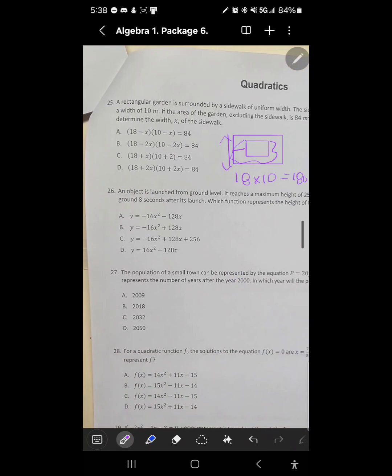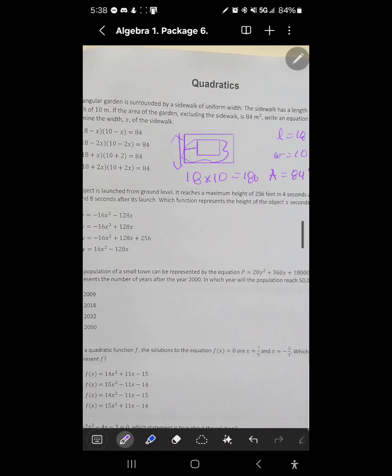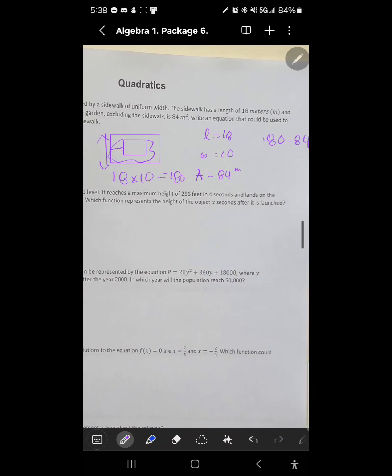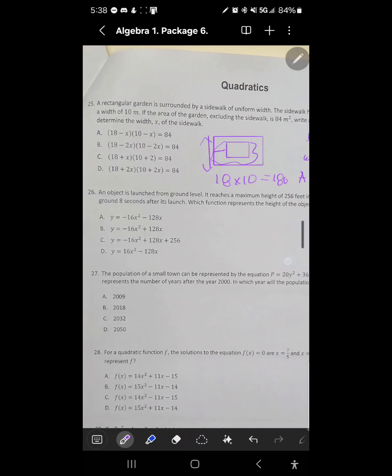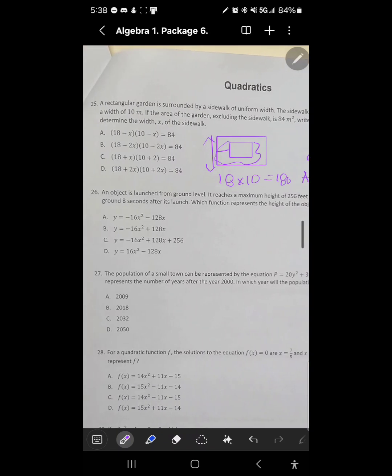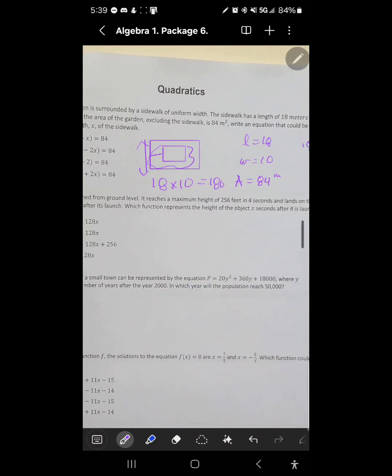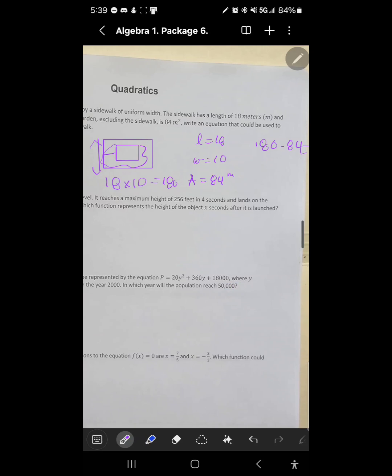An object is launched from the ground level. It reaches a maximum height of 256 feet in 4 seconds and lands on the ground 8 seconds after its launch. Which equation represents the height of the object after x seconds? Wait, the height of the object x seconds after it is launched.